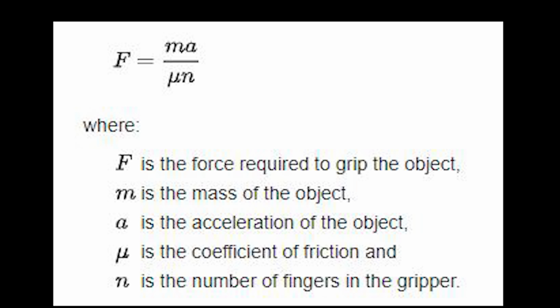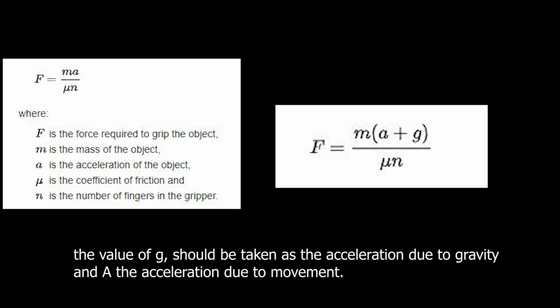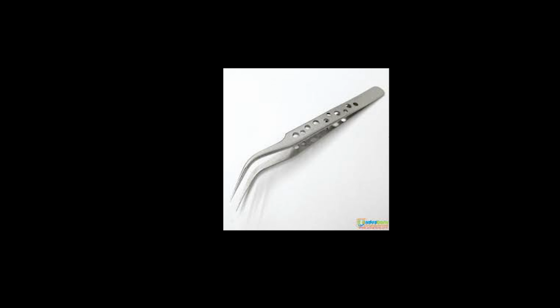A more complete equation would account for the direction of movement. For example, when the body is moved upwards against gravitational force, the force required will be more than that towards the gravitational force. Hence, another term is introduced and the formula becomes F = m(a + g)/(qn). Here, the value of g should be taken as the acceleration due to gravity and a the acceleration due to movement. What are robotic tweezers?